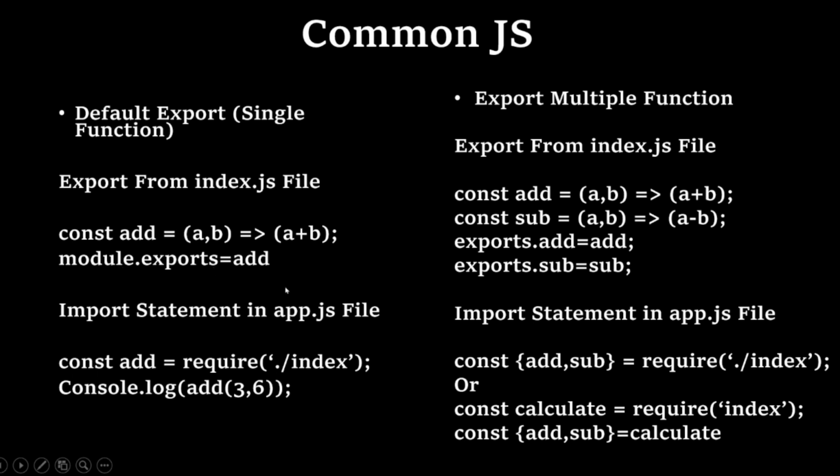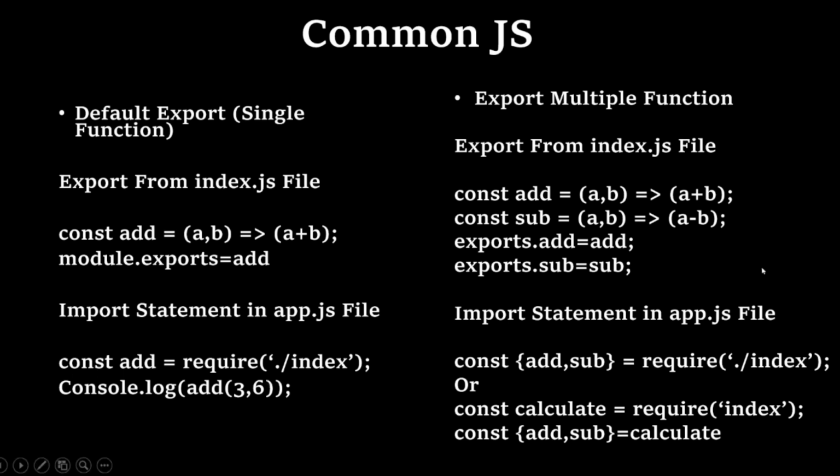And to import it into the other file, let's say the example app.js file, you need to write const add equal to require of x. This is the path of this file. Without exporting this from the index file, we can't run it in the app.js file, because in the app.js file this add function is undefined. Once we import it from the index.js file, then the reference gets added to the app.js file and we can perform it.